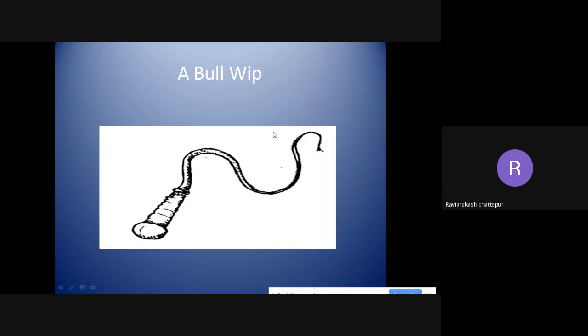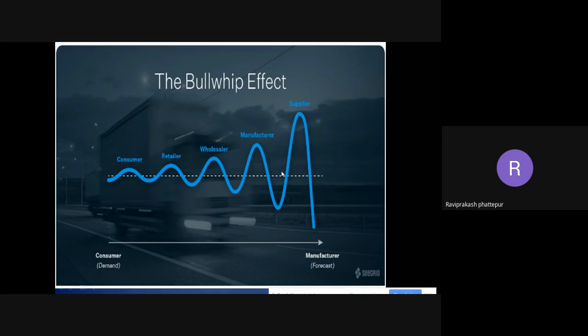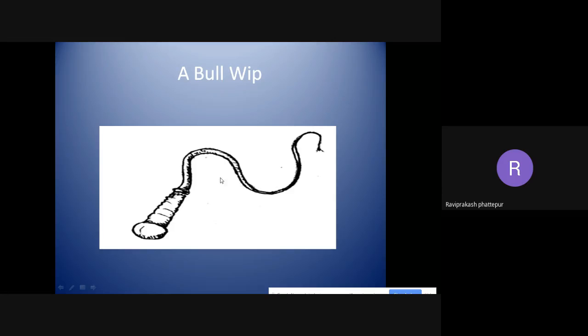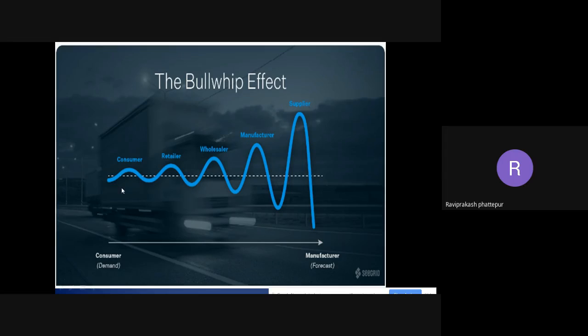So why is this particular effect called a bullwhip? You can see here what is happening. At the holder, where you hold it, there is a bigger curve than at the end, where you see a very small curve. The same thing happens in this case also. So what is the bullwhip effect? From the consumer side to the manufacturer side, it becomes bigger and bigger.